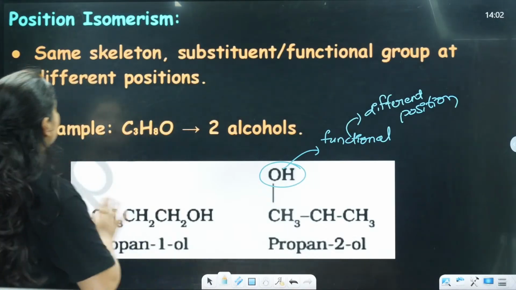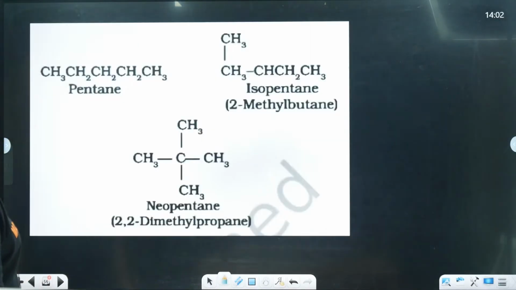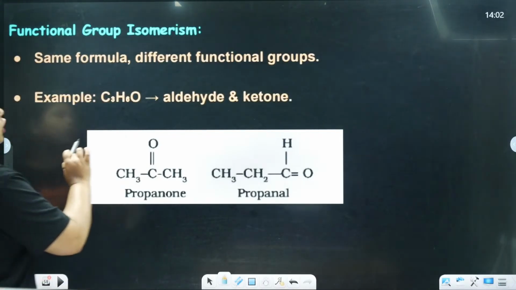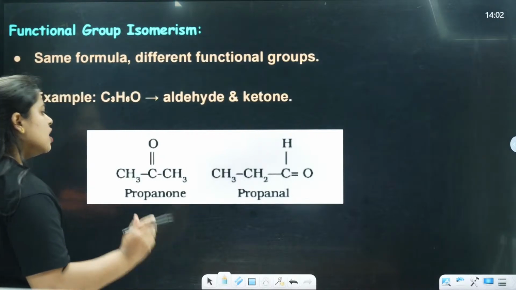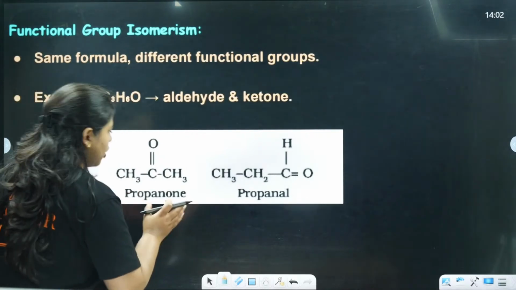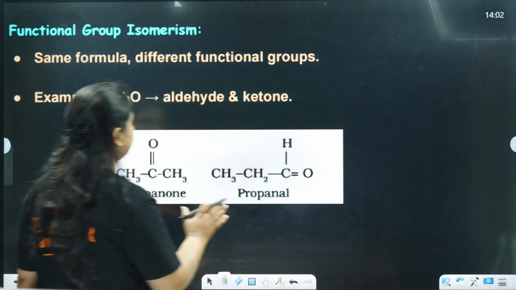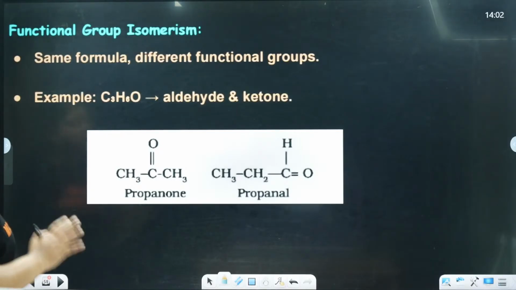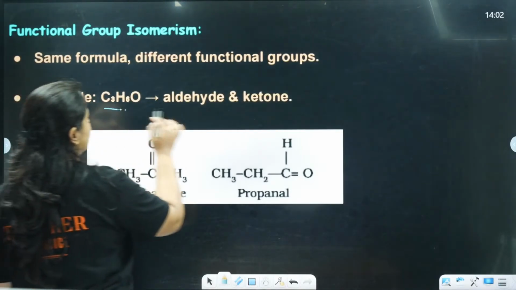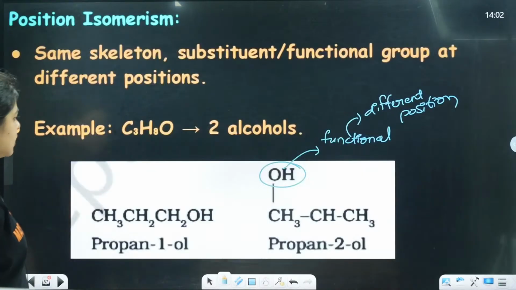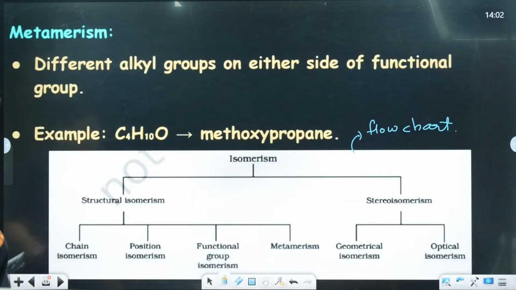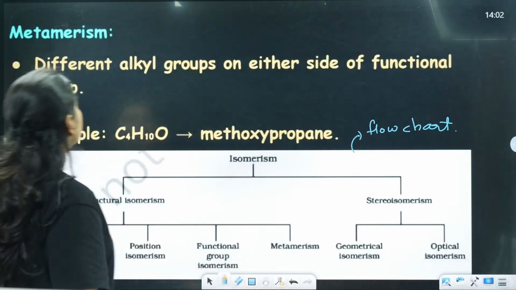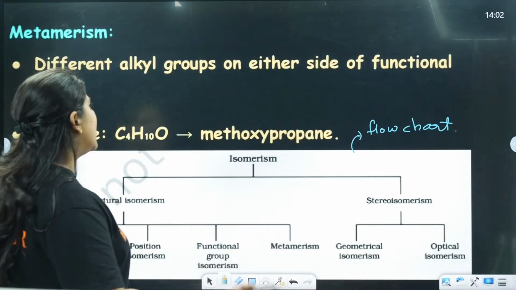What changes? Only the functional group will be in a different position. That is called position isomerism. Clear? Next comes functional group isomerism. There the same formula, different functional groups will be present. The formula will be completely the same, but the functional group keeps changing. For example, they have given aldehydes and ketones. Done everyone? Clear with all these three: chain, position and functional group isomerism. And metamerism is what? Different alkyl groups on either side of the functional group.